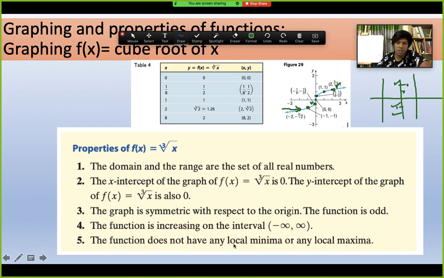The function does not have any local minima or local maxima because it's a continuous graph and there is no curve like this. If we have some curve like this, or the graph stops here, then we can say this is the maximum value. But since this curve does not have that kind of turning, we do not know about them. That's why they are saying this function does not have any local maximum or local minimum.